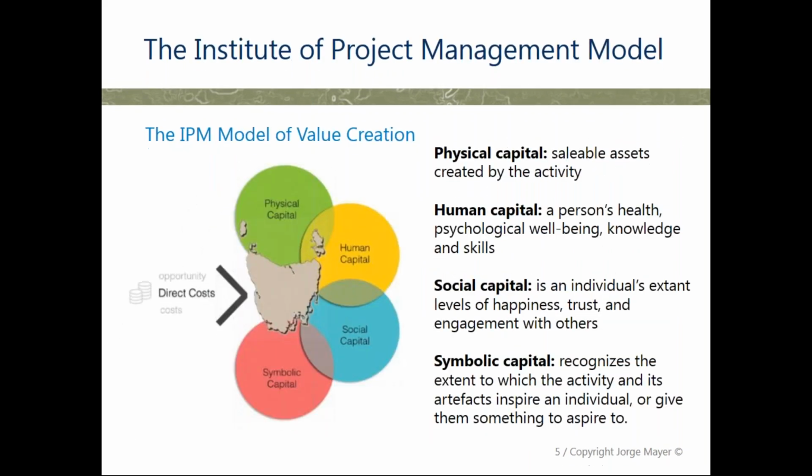The other model is the model of the Institute of Project Management. Instead of having this onion, it has 4 types of capital. It has physical capital, which is the saleable goods, the human capital, which is the personal wealth and psychological well-being and knowledge and skills, social capital, and symbolic capital.